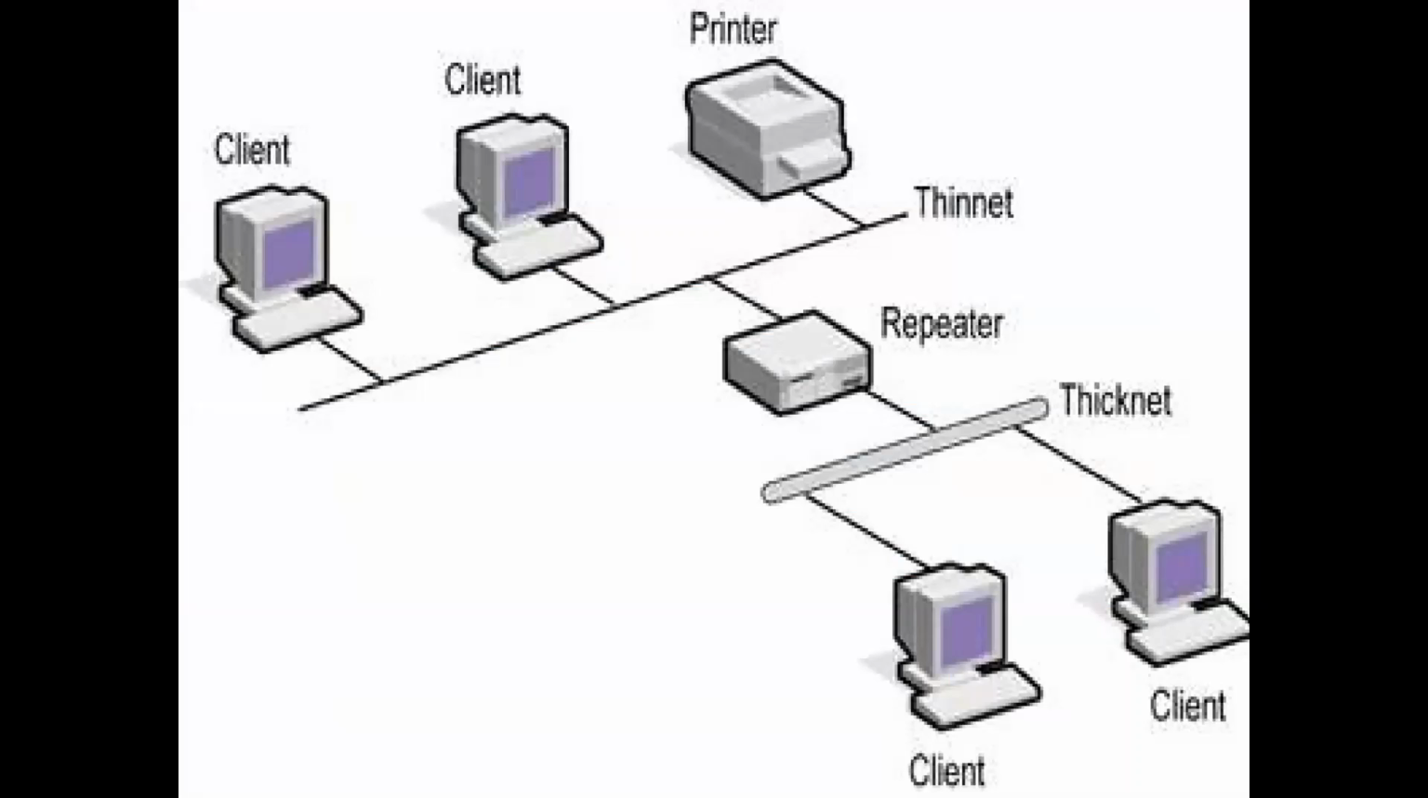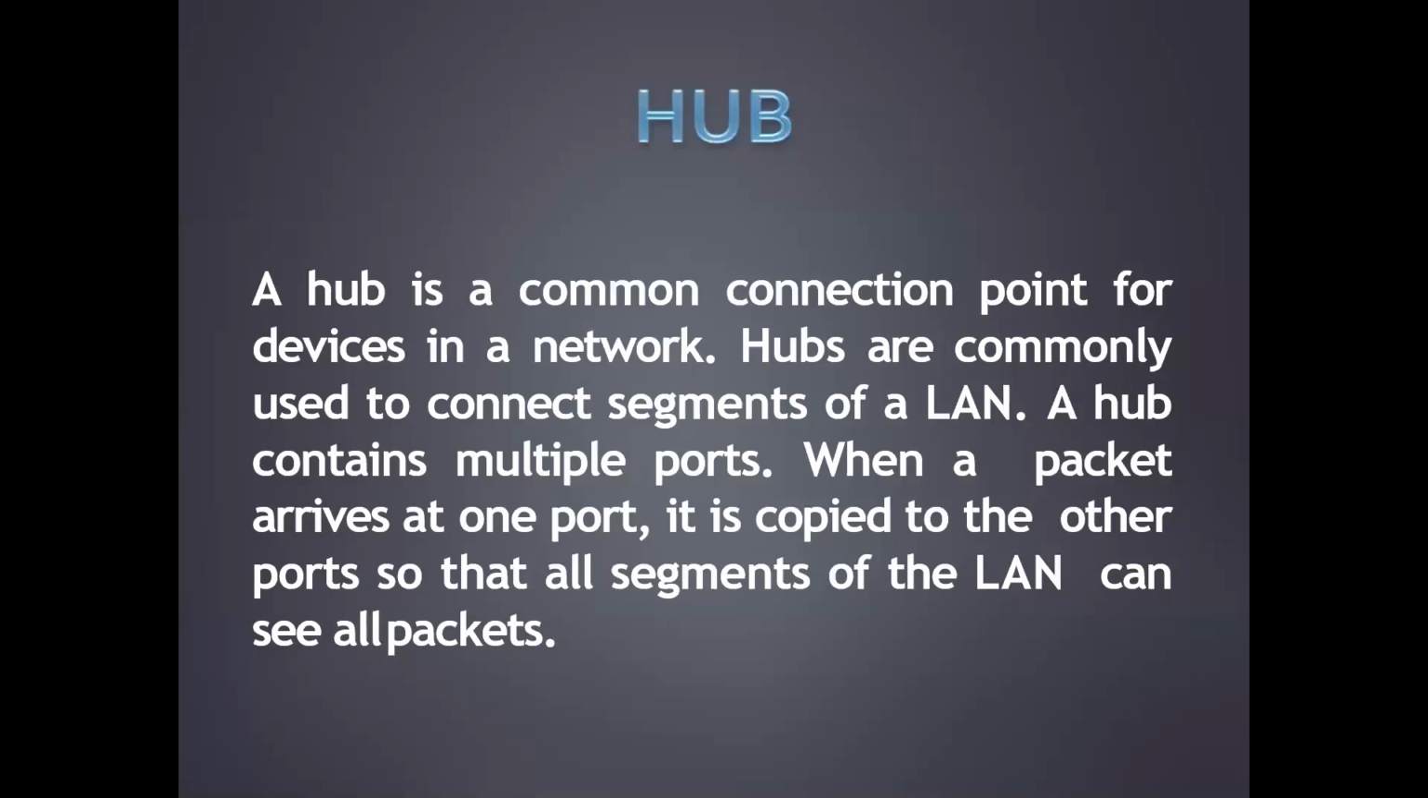It does not amplify the signal. When the signal becomes weak, it copies the signal bit by bit and regenerates it to original strength. As we can see, two different networks are connected by a repeater so that the signal over a long distance does not degenerate. Moving on to next, hub.